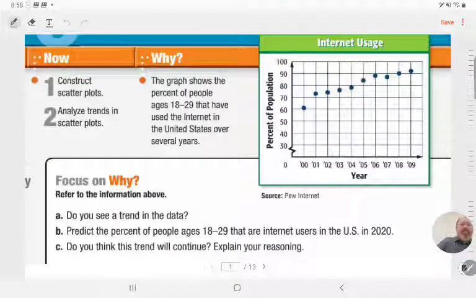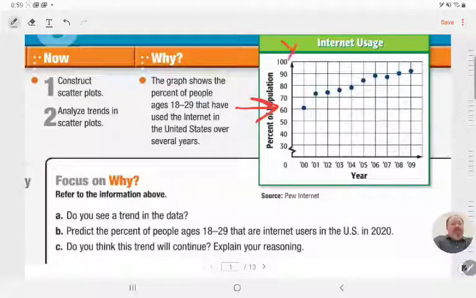Okay, so today we're going to talk about scatter plots. We're going to construct a scatter plot and we're going to analyze trends in scatter plots. The graph shows the percentage of people ages 18 to 29 that have used the internet in the United States over several years. So we can take a look. This is a scatter plot. We have percent of population.